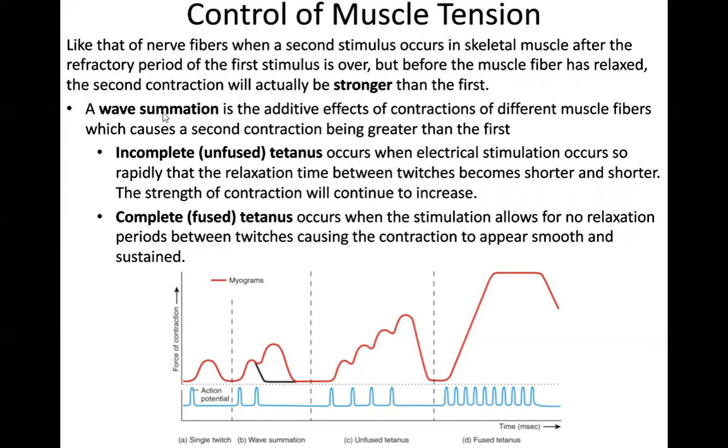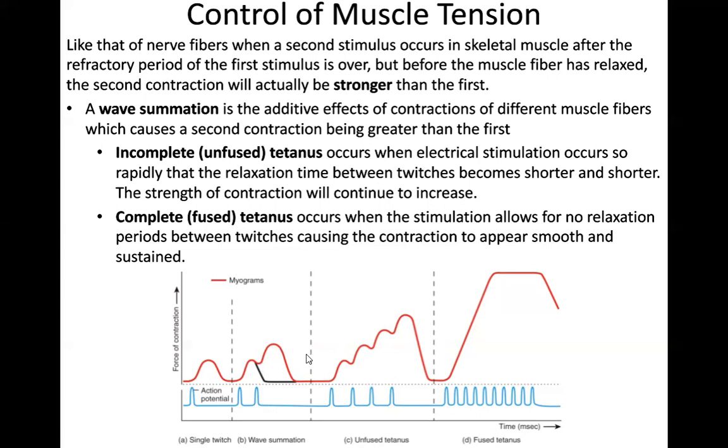And so summation, we talked about summation in neurons. And I said the beginning of that word spells out the word sum, which in math you calculate what when you calculate a sum? Addition, right? So literally the additive effects of contractions of different muscle fibers, causing a second contraction being greater than the first.